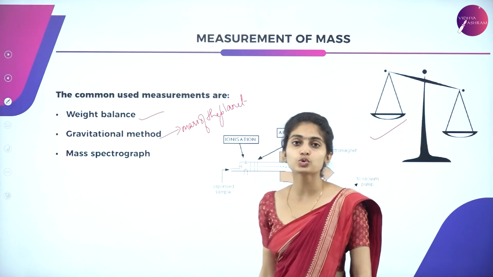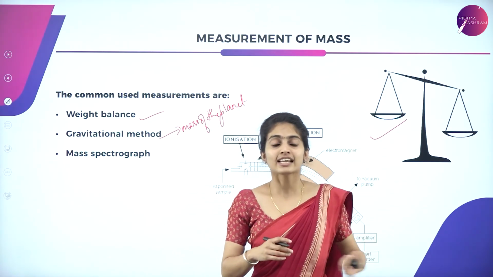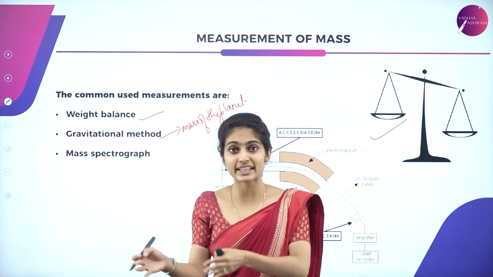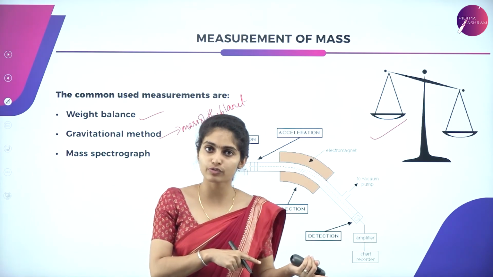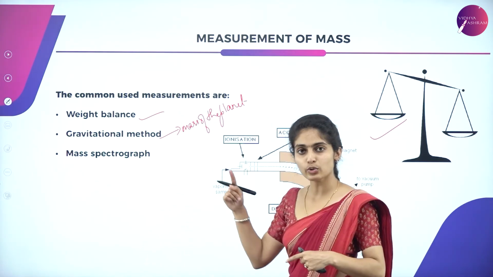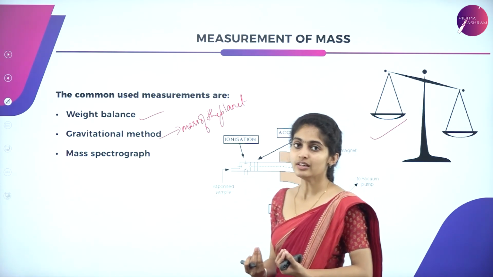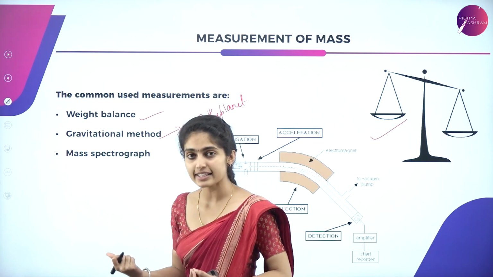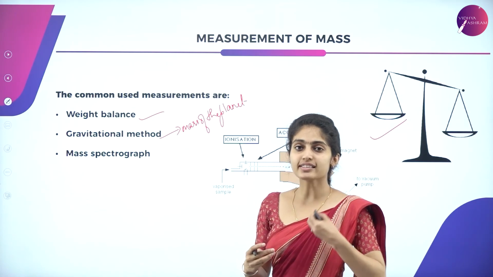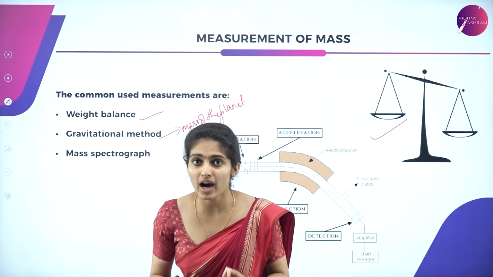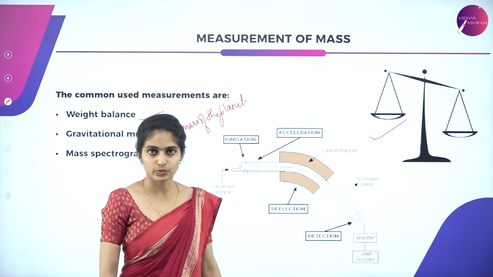So the commonly used instruments are the weight balance, as you all know, you have seen that, and the gravitational method, I told you it is a comparison of one object to the other, that is of the unknown to the force of gravity of the known. By that you will get to know the mass of any object you are identifying. So it is used to measure the mass of the planet, whereas lastly we studied mass spectrography. It is the technique used to estimate the mass to charge ratio of the ions. So this is the method it undergoes.